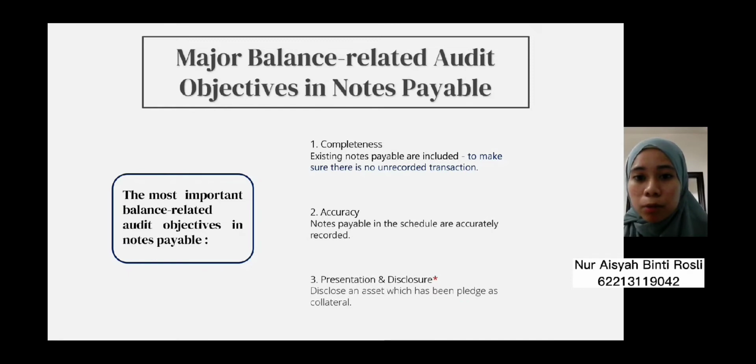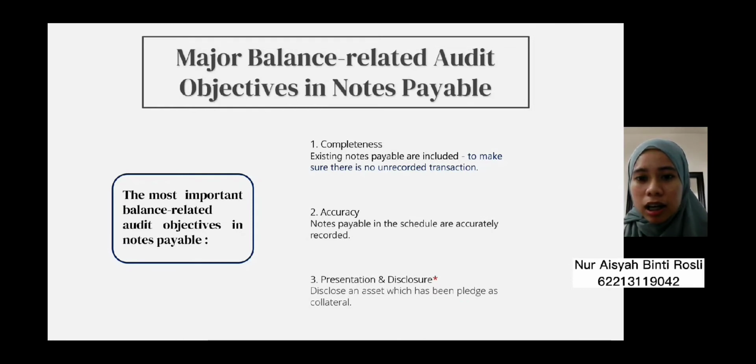Why is completeness more important than existence for loans? It is because completeness is to make sure there are no unrecorded transactions, but existence is to make sure the transaction is valid or not a fictitious transaction. For example, in some fraud cases, some companies hide their liabilities to avoid going concern problems or liquidity problems because the company has too many liabilities compared to the assets.